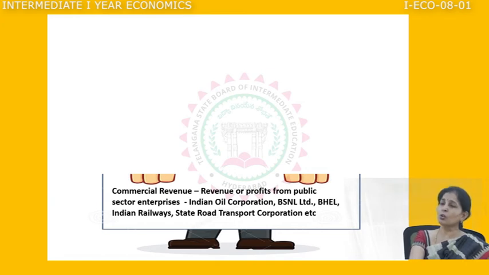The government also owns certain enterprises, which are called public sector enterprises. The revenue or the profits that the government receives from these enterprises are considered commercial revenue. Some of the public sector enterprises are Indian Oil Corporation, IOC, Bharat Sanchar Nigam Limited, BSNL, Bharat Heavy Electricals Limited, BHEL, Indian Railways, State Road Transport Corporations. I have named just a few of them. The revenue the government receives from these enterprises is commercial revenue.